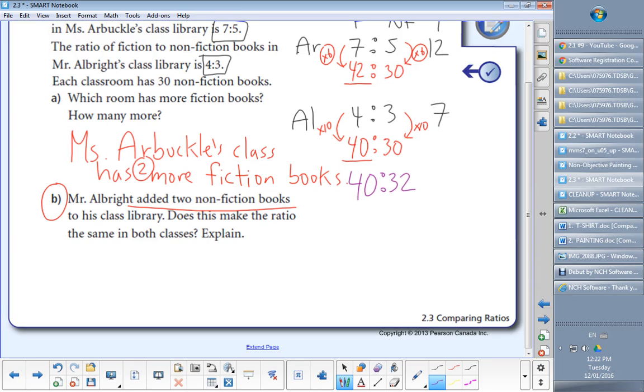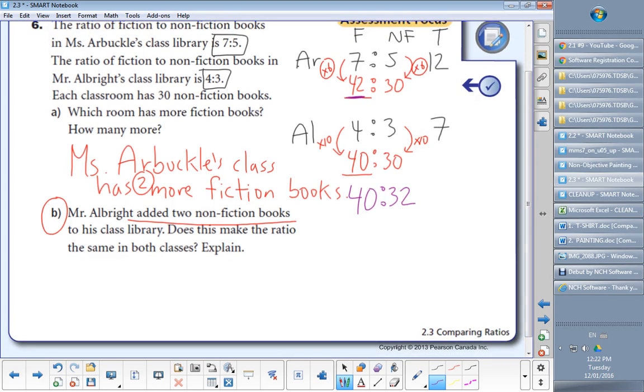Does this make the ratio the same? Well, no, it doesn't, because Miss Arbuckle's class is 42, and that is fiction, to 30 nonfiction. So 42 to 30. This is 40 to 32. So those are different ratios. They have different numbers, and so that would not be the same ratio for both classes.